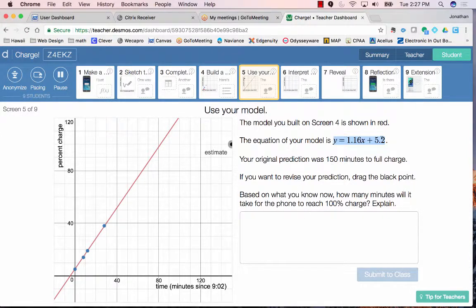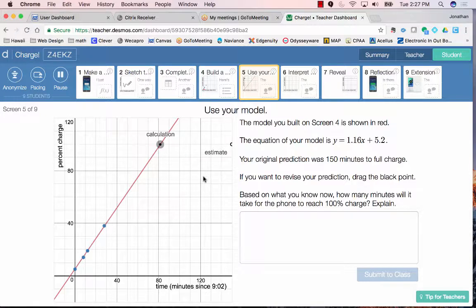Now that we have an equation that says this many minutes to get this percent, let's see how long it would take to actually reach 100%. So here I can use my chart. I can use my graph. If I go all the way up to 100% right around there, about 81.8 minutes. My original prediction was 150 minutes. Right there, I want to change my estimation. Based on our data, I've got a much better estimation.